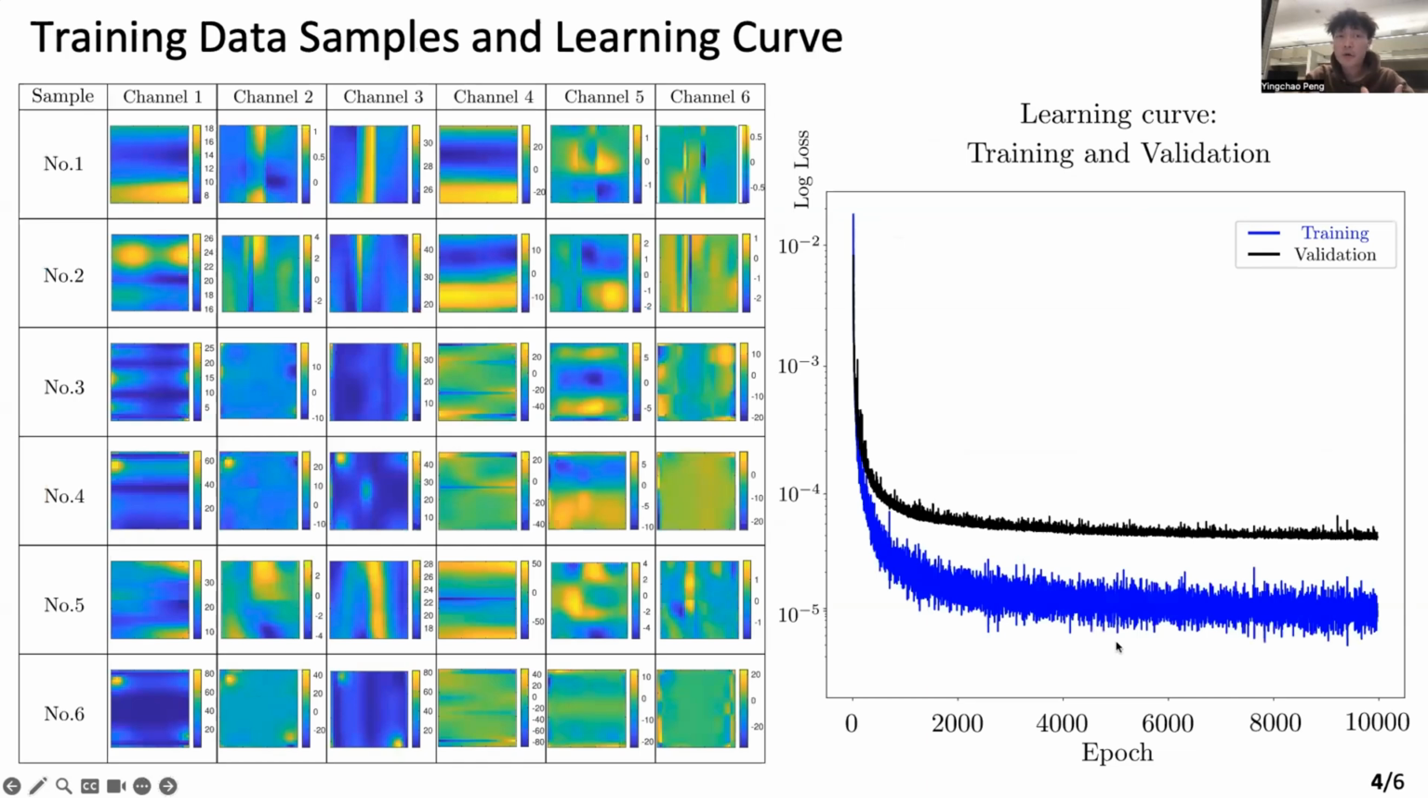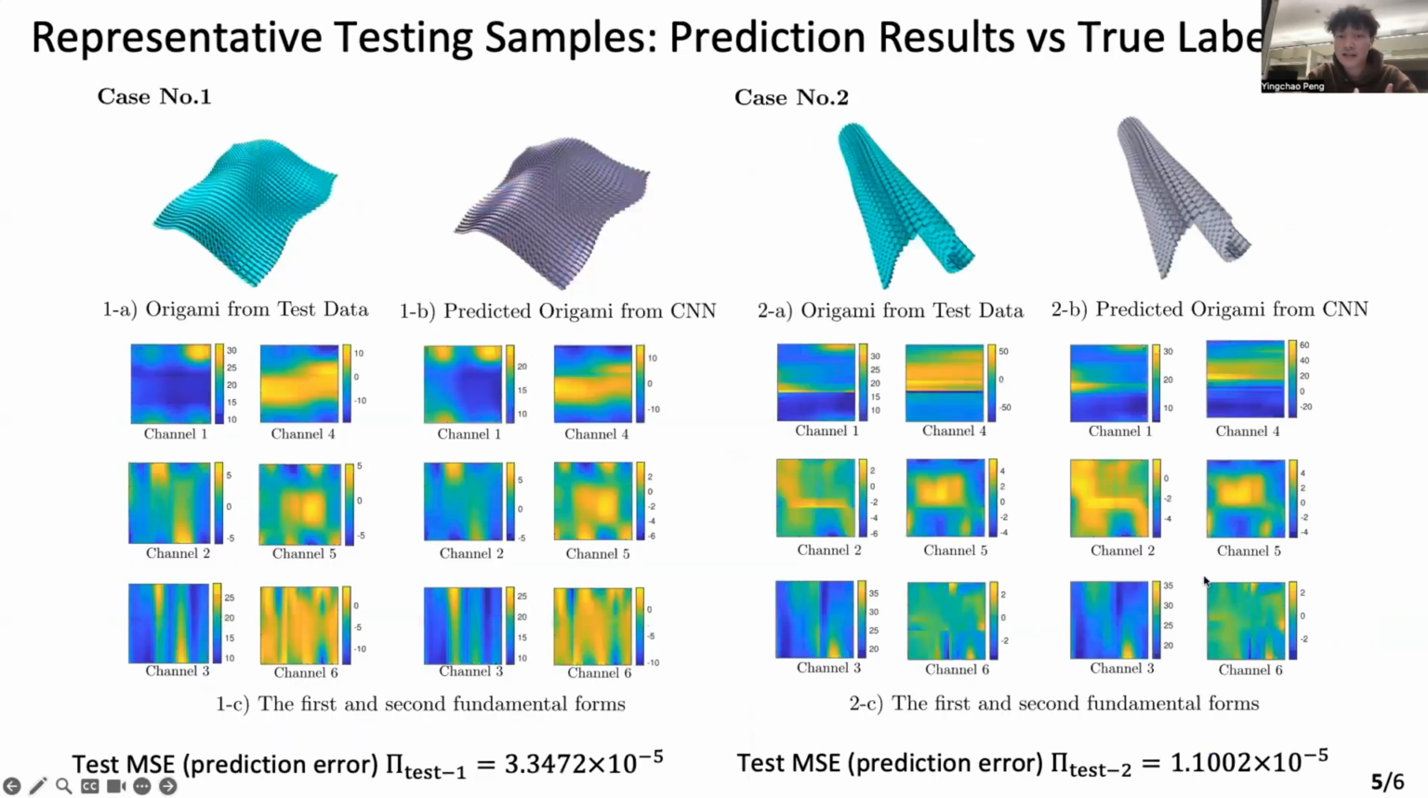We plot some sample training data to see how the first and second fundamental forms look, and that is the learning curve. You can see the training and validation losses decrease rapidly at the start, dropping before around 500 epochs, and converge at around 2000 epochs. The training loss is around 10⁻⁵, and the validation loss is around 8 times 10⁻⁵. And we have also calculated the generalization testing error. It's around 7.4 times 10⁻⁵. It's really small, and it gives us a really good prediction for test data.